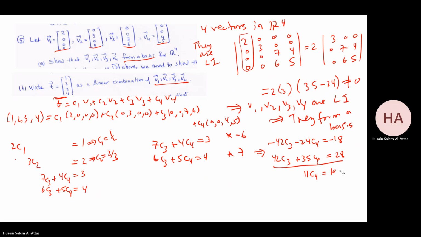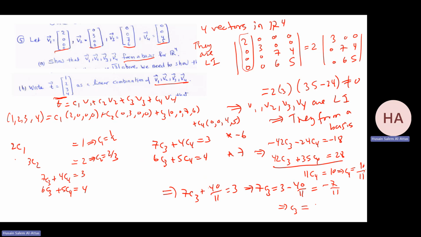So C4 equals 10 over 11. What nice numbers. I plug it into one of these equations to get C3. So I have 7C3 plus 40 over 11 equal to 3. So 7C3 equals 3 minus 40 over 11, which is 33 minus 40, that is minus 7 over 11. So that means C3 equals minus 1 over 11.